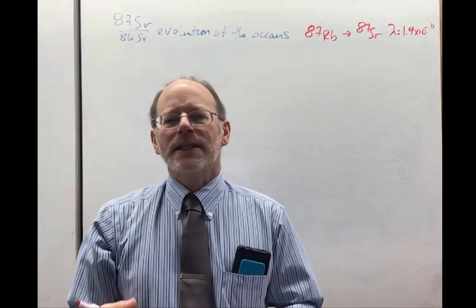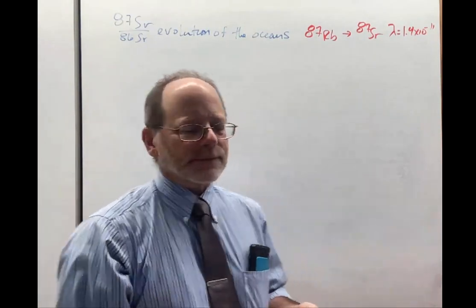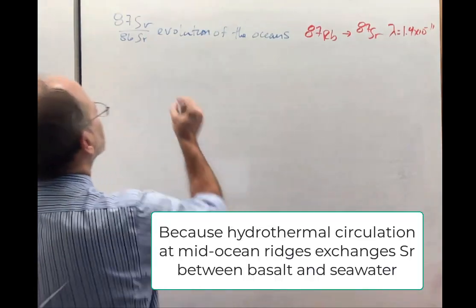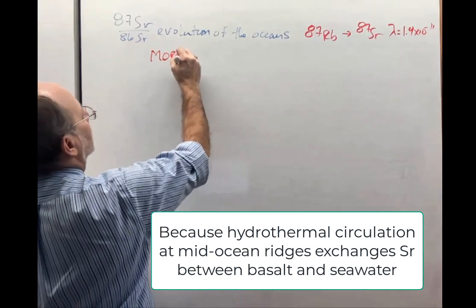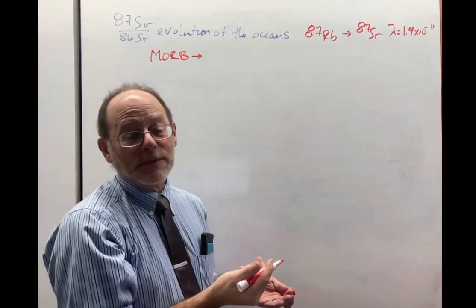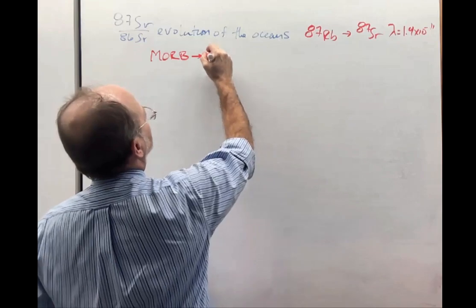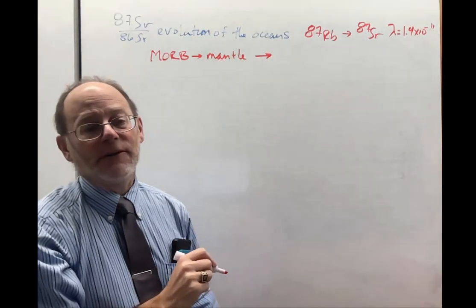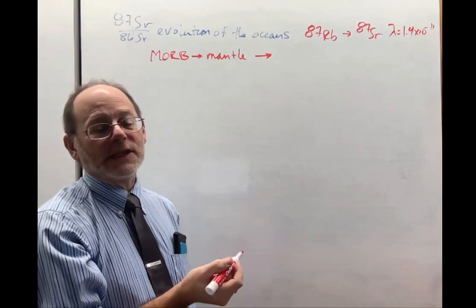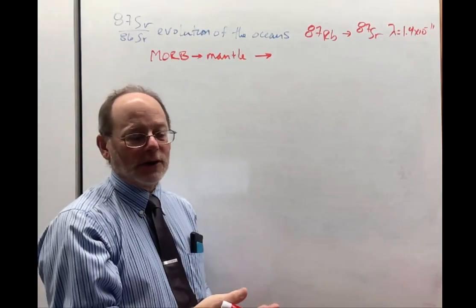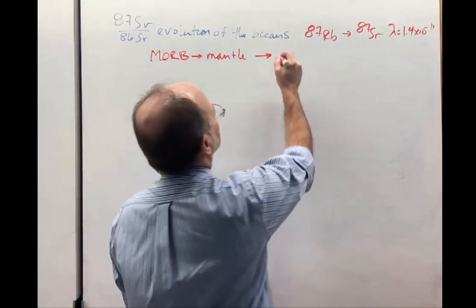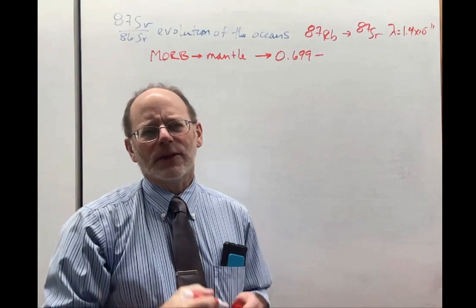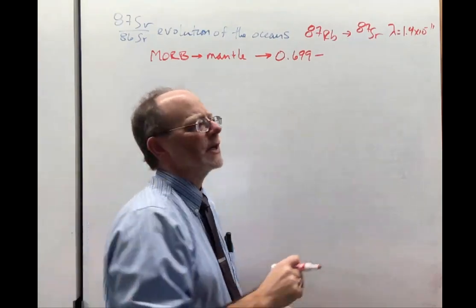Okay, so what is it that drives this variation? Well, there's two end members that we can think about. One of them is mid-ocean ridge basalts. And those basically represent the isotope composition of the mantle. And these have varied from about 0.699 at the creation of the Earth 4.5 billion years ago, up to present day values that are around 0.702, 0.703, around there.